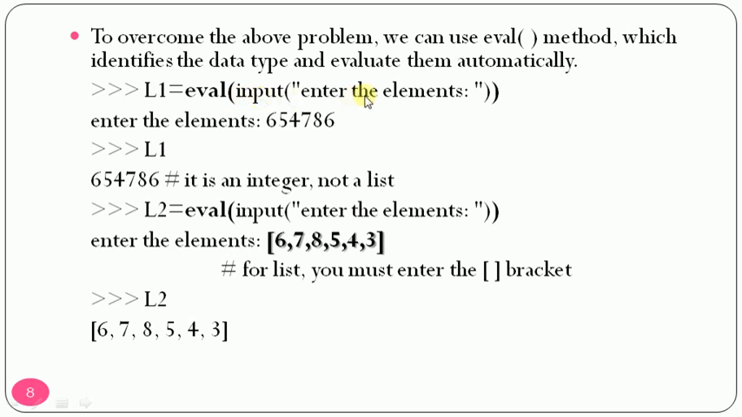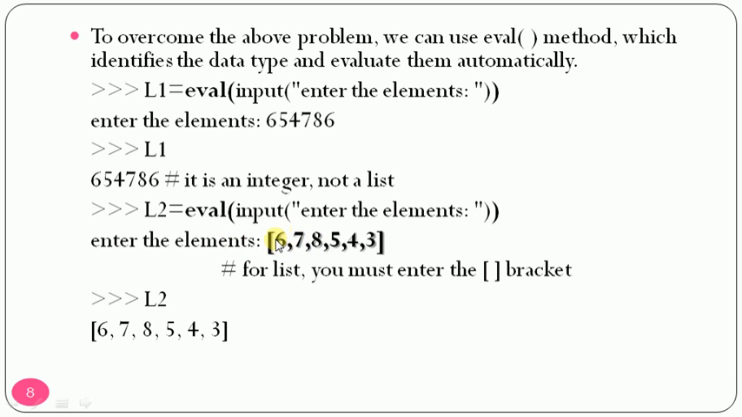Eval input, enter the elements. Then I am inputting the same numbers, but here this will be taken as an integer. 654786 will be taken as an integer because it is an integer. So this will be taken as an integer when we display this L1. But to overcome that, you can give the values as a list to the eval function. So then that will be taken as a list.